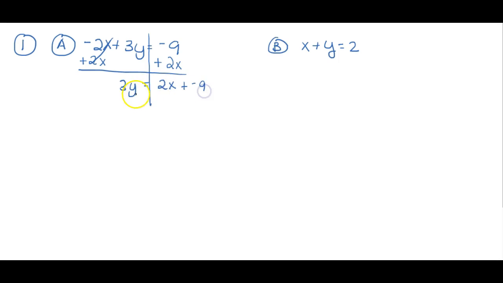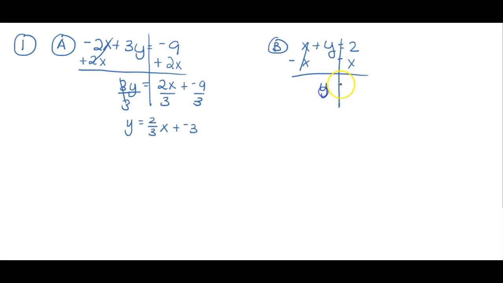Plus negative 9. We're going to divide everything by 3. Remember, your slope can stay a fraction. We actually prefer that. So 2/3 x plus negative 3. I'm going to do the same thing with B just while we're doing this really quickly. Y equals negative x plus 2.